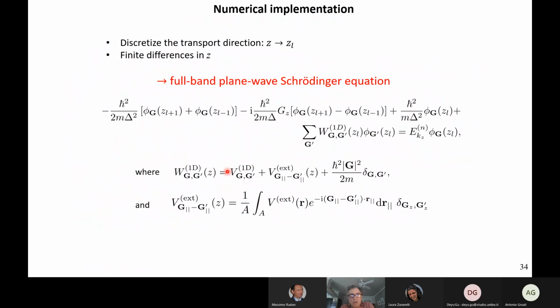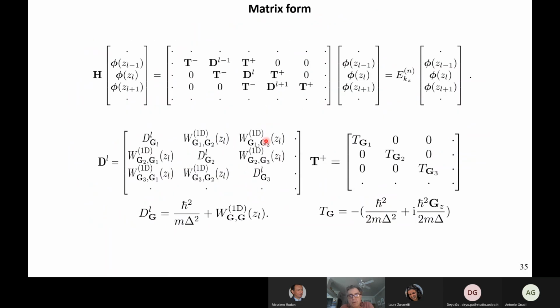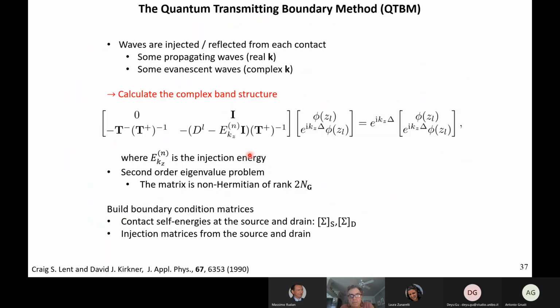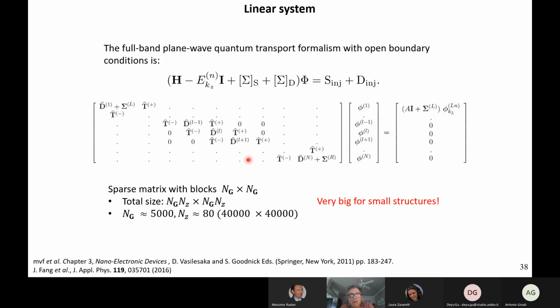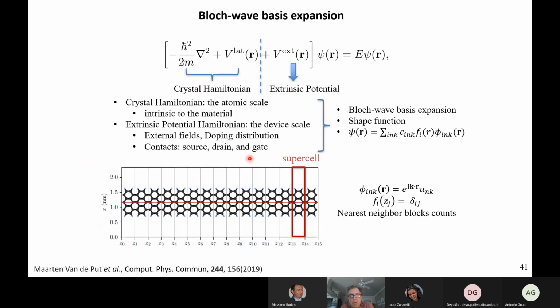So let me skip here and show you some results. These are the same thing that we saw before. Again, this is just a repeat of what I showed. I want to get here.